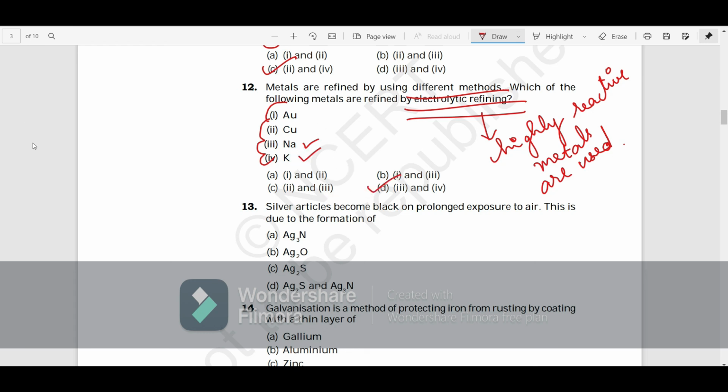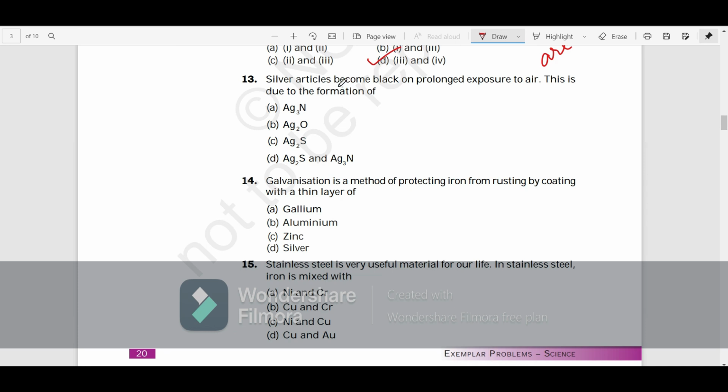Next, silver particles become black on prolonged exposure to air. This is due to the formation of... we'll be thinking that in air we have oxygen, so add oxygen. No, it won't form oxide. It's actually Ag2S. Ag will react with H2S to produce Ag2S. This is the reason, not this one.